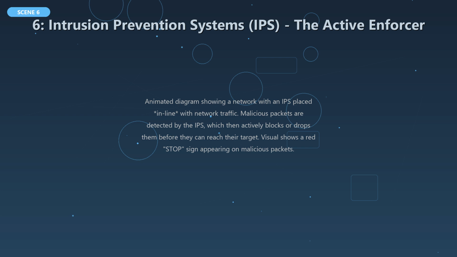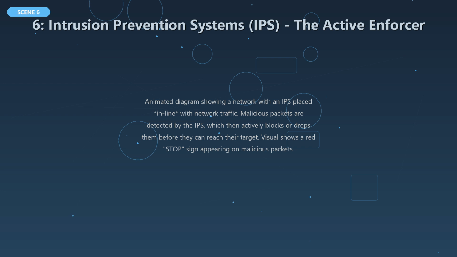Network-based IPS, NIPS, protects entire network segments by monitoring and blocking network traffic patterns. Host-based IPS, HIPS, runs on individual hosts and protects them by monitoring system calls, file system changes, and application behavior, preventing malicious processes from executing or making unauthorized changes.